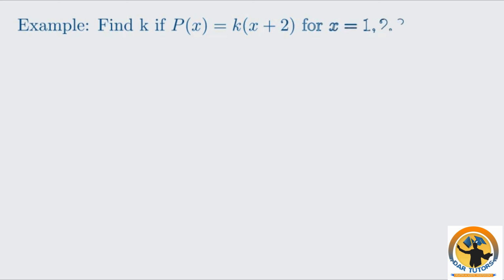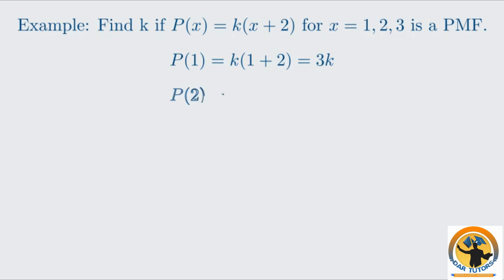Consider the function p of x equals k times the quantity x plus 2 for x equals 1, 2, and 3. We are told this is a probability mass function, and we need to find the value of the constant k. As before, the key is the property that the sum of all probabilities must equal 1. First, let's write out the probabilities for each value of x in terms of k. P of 1 is k times 1 plus 2, which is 3k. P of 2 is k times 2 plus 2, which is 4k. And P of 3 is k times 3 plus 2, which is 5k.